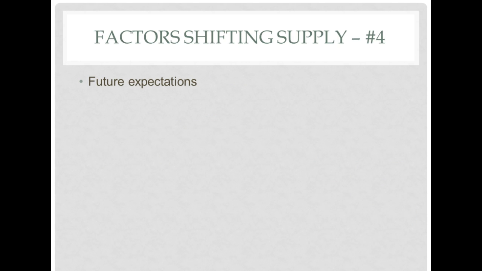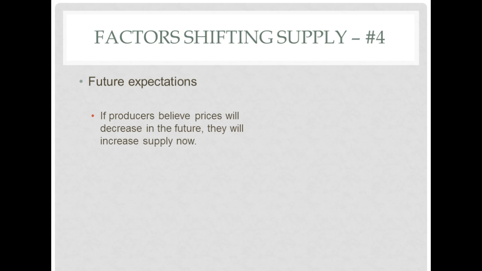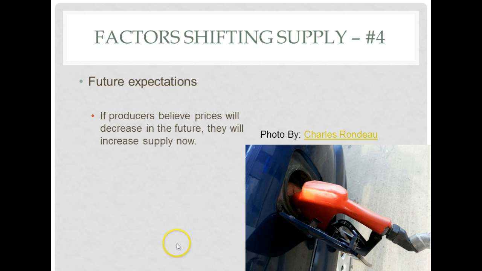And then lastly, future expectations. Number 4. If producers believe prices will decrease in the future, they will increase supply now. And that sort of makes sense. If they believe they're going to not get as much for the good in the future, they will do everything they can to bring their products to the market right now.